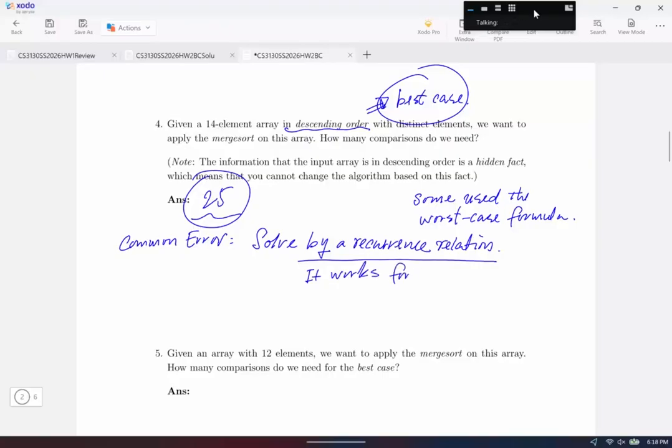for the best case and the worst case. But if the input does not correspond to the best case or the worst case, so let me tell you what I'm going to do in the final.